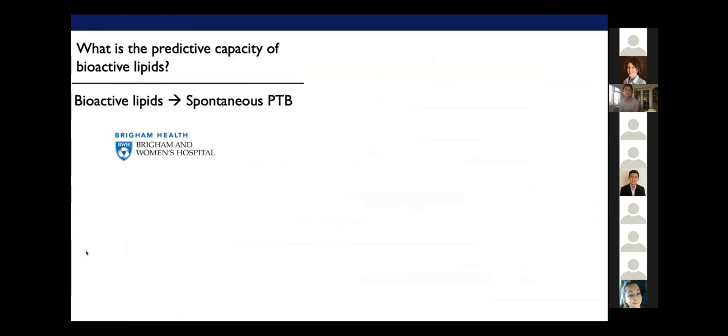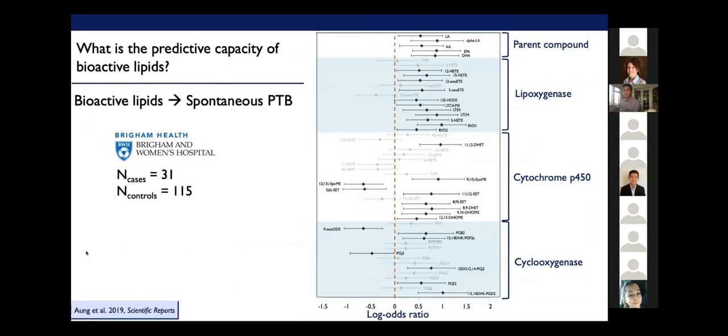One of the first studies that I conducted with these biomarkers was to evaluate their associations with spontaneous preterm birth. In this particular setting, we defined this as either spontaneous preterm labor or spontaneous rupture of the membranes. This forest plot illustrates the associations that we observed with each of these bioactive lipids and the parent unsaturated fatty acids. We see from this figure that several of the bioactive lipids and the parent compounds across the board are associated with higher odds of spontaneous preterm birth.